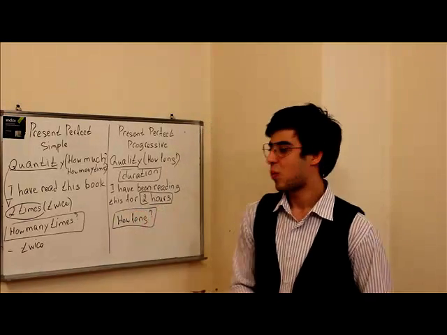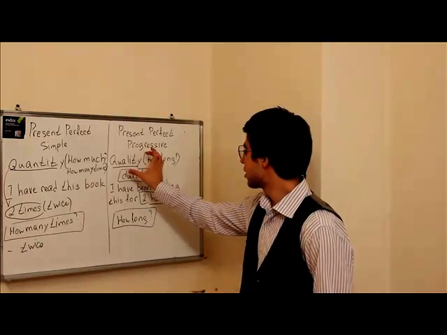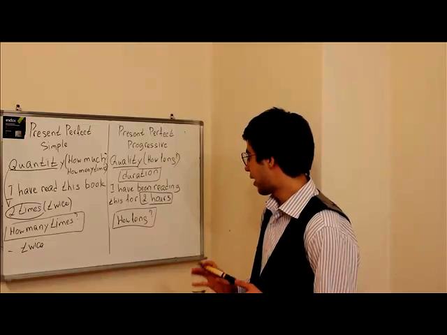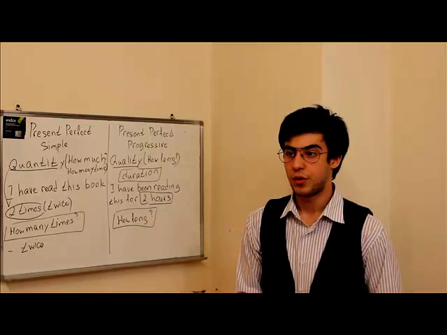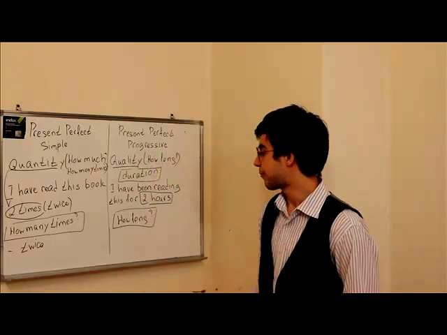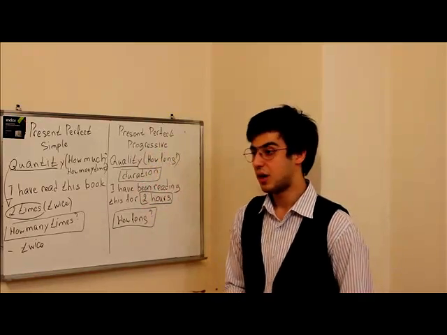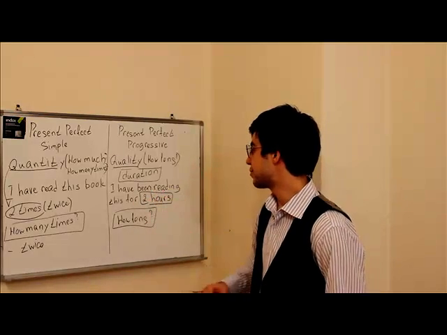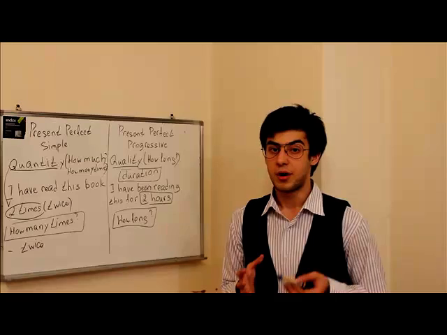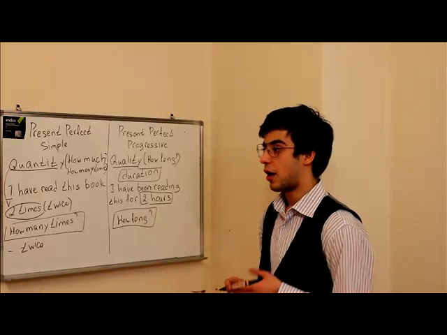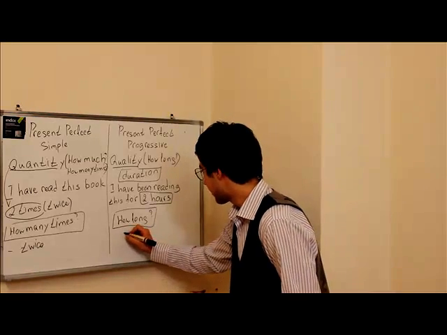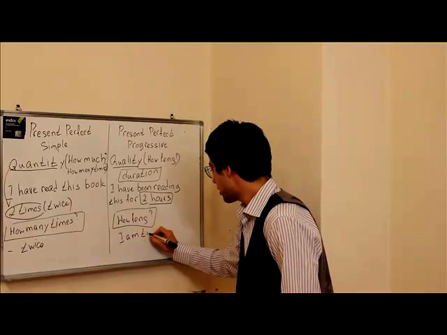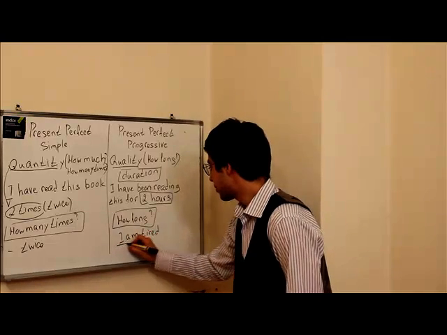You may ask me why I always say quality and quantity. For example, I have been playing football for 2 hours. I have been playing football for 2 hours and I am tired. I have been reading this book for 2 hours and my eyes are red, or I am tired. Why do we use it? Because it is a visible result.